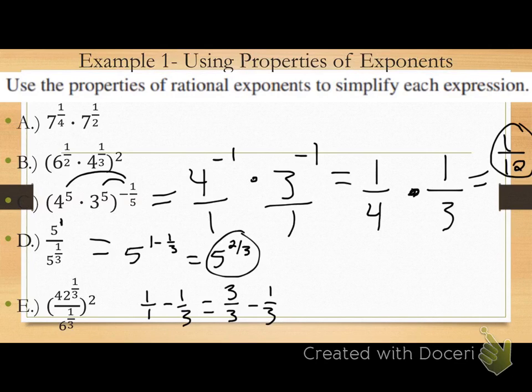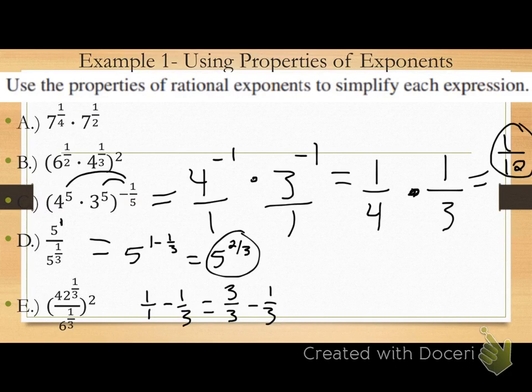Questions on D? How did you get 3 over 3? So, we got a common denominator of 3, right? What did I do to 1 to get to 3? Multiply by 3. Whatever I do to the bottom, I have to do to the top. Okay. Got it? Questions on D?